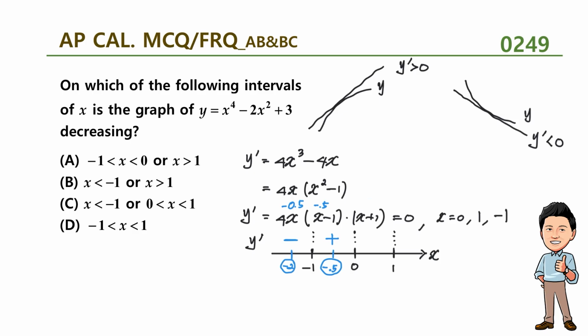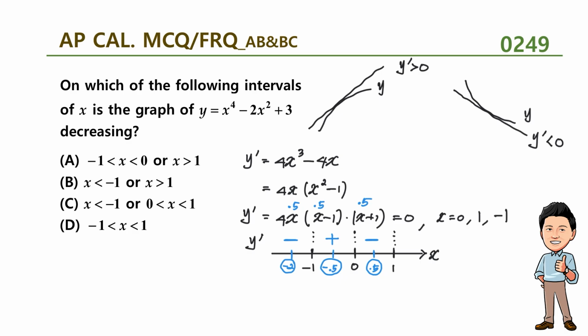Next, we're going to substitute any number between 0 and 1, so let's say positive 0.5. Here, 0.5 is positive, 0.5 minus 1 is negative 0.5, and negative 0.5 plus 1 is positive. Positive times negative times positive is negative.